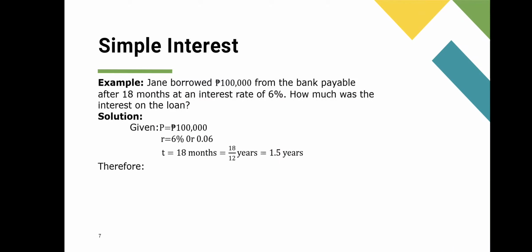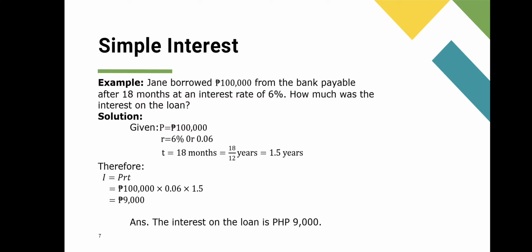Using the information that we have, we use the formula I, or interest, equals principal times rate times time, because we are looking for the interest on the loan. Principal is 100,000 pesos, rate is 0.06, and time is 1.5. Simply multiply 100,000 by 0.06 by 1.5, and you get 9,000 pesos. Therefore, the interest on the loan is 9,000 pesos.